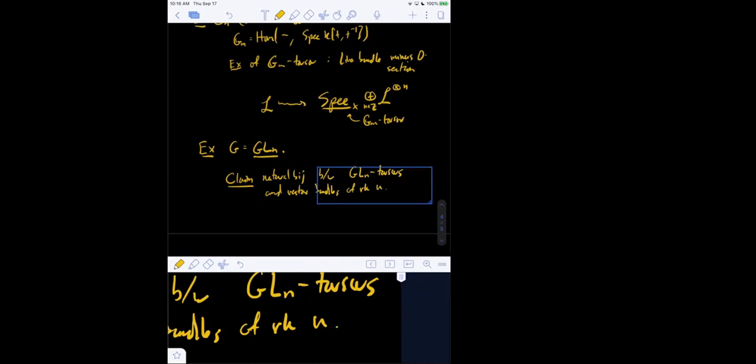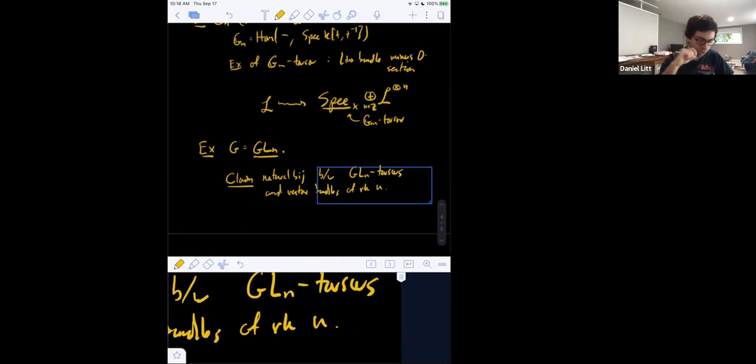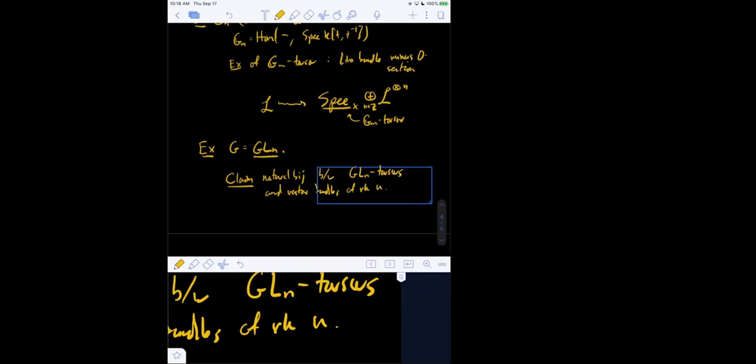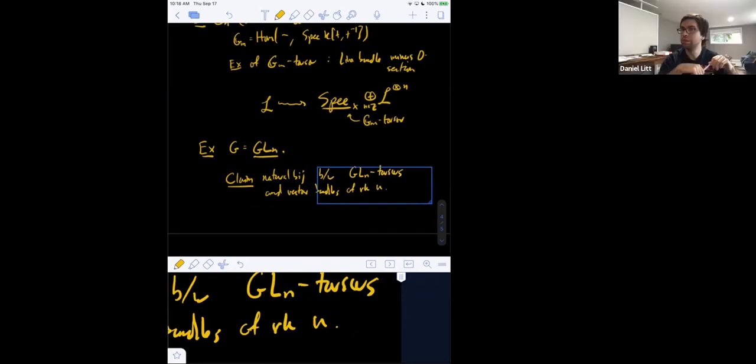By looking at the cocycle data? Yeah, so you can look at cocycle data, that's right, but that will use something that we don't quite have yet, that GL_n torsors are locally trivial, which is not so obvious. So there's another description. Does anyone know it?